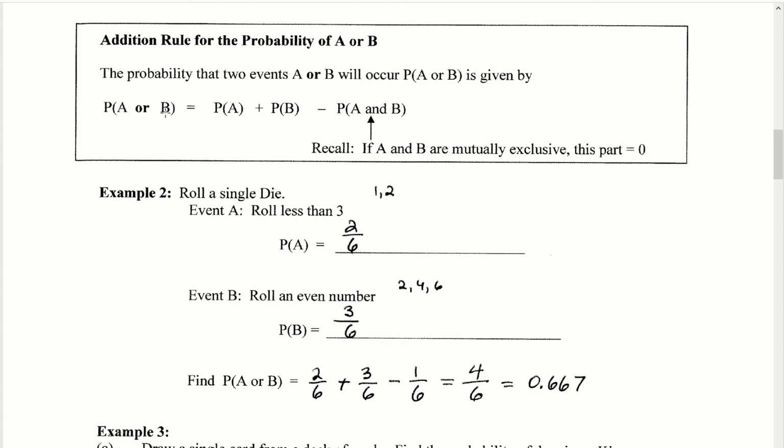And this brings us to the addition rule. The addition rule says that the probability of A or B is equal to the probability of A plus the probability of B minus the probability of A and B.